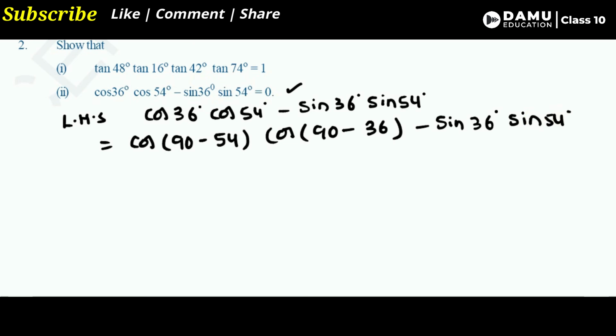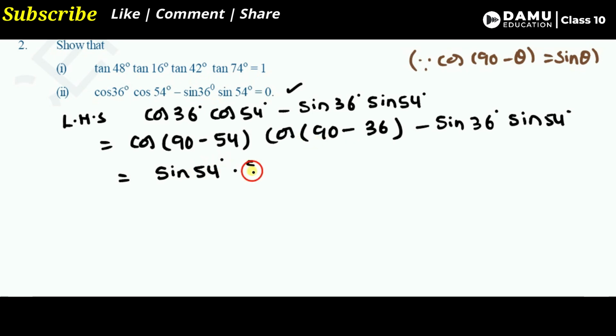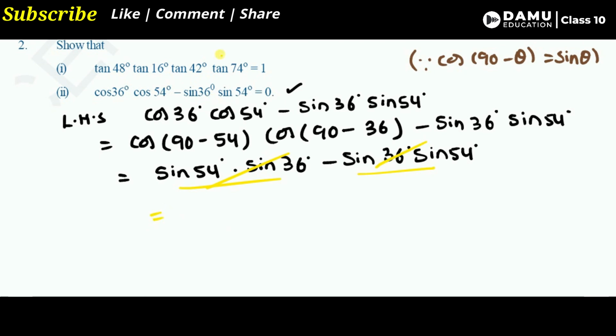So cos 90 minus theta, what is that? Since cos 90 minus theta, we will get sin theta. So cos 90 minus 54 here is sin 54 degrees, cos 90 minus 36 is sin 36 degrees, minus sin 36 degrees sin 54 degrees. Since both are equal values, let's cancel them. Then what answer will we get? We will get 0. This is RHS.